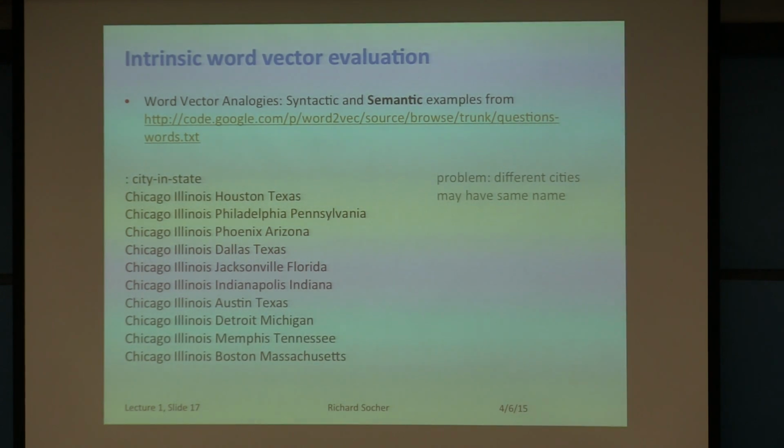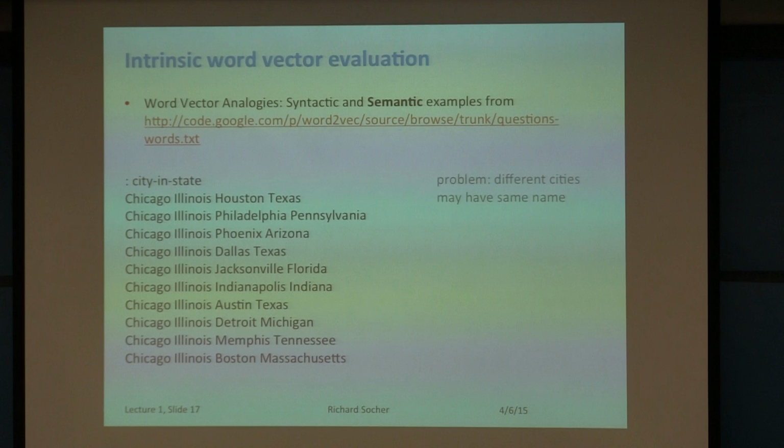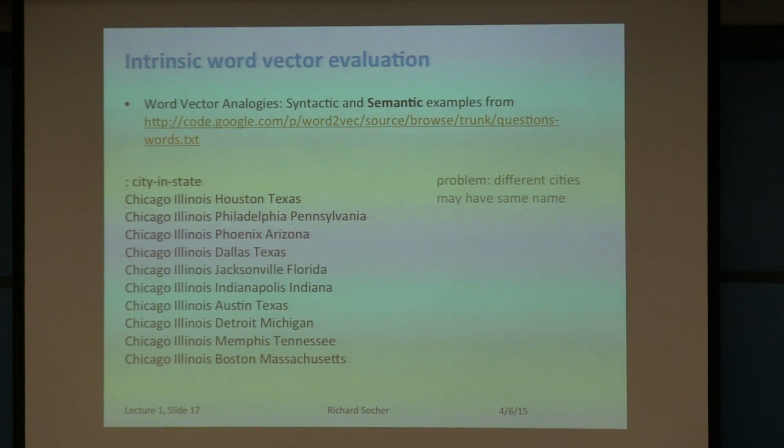All right. So just to give you an idea, when we say this works in 70% of the cases, what does this data set actually look like? Here we have syntactic and semantic examples from the original data set. Here are the first couple of examples for semantics. Here we have city in state. So if we say Chicago to Illinois is like Houston to what other state? This is one of the sets of analogies that we're trying to do.